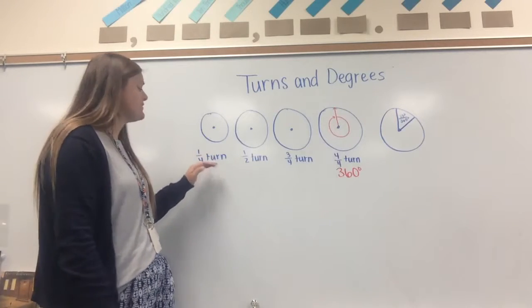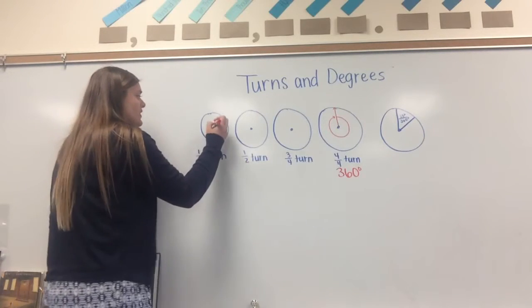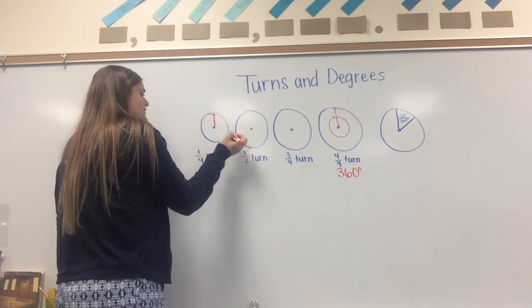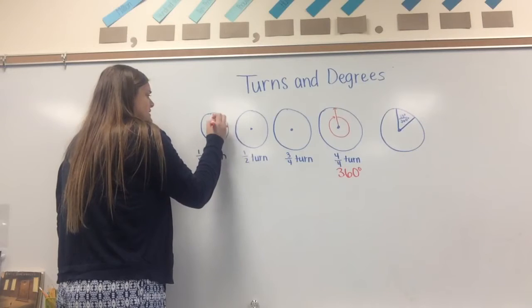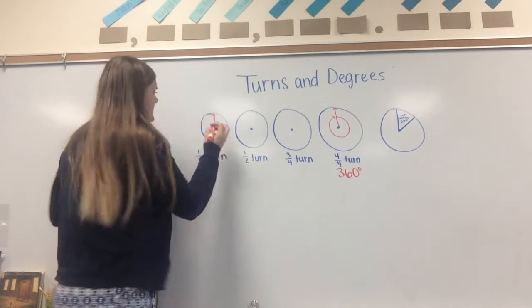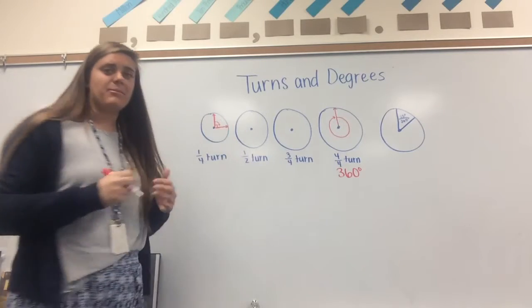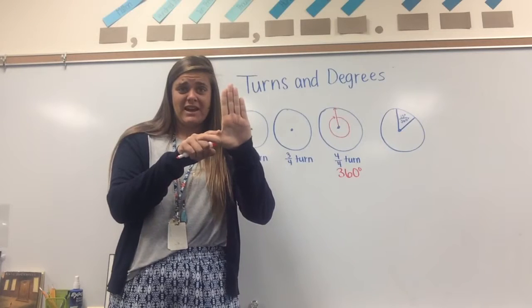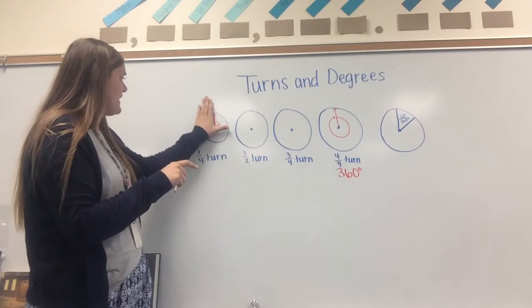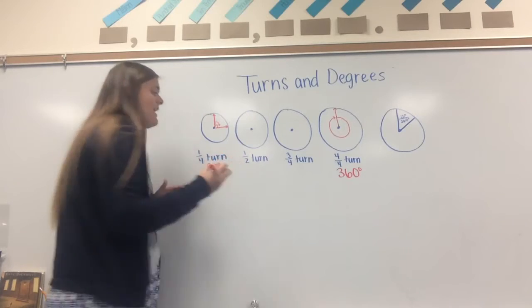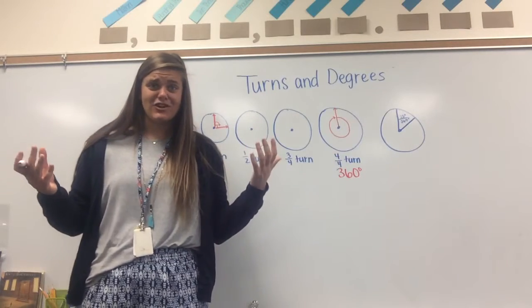All right, I'm going to continue with a quarter turn. If I start with my angle here and go a quarter of a turn, I create a 90-degree angle. Does everyone see that here? It is a perfect square just like this, with 90 degrees right in the middle, right here. So a quarter of a turn is the same thing as 90 degrees of a circle.